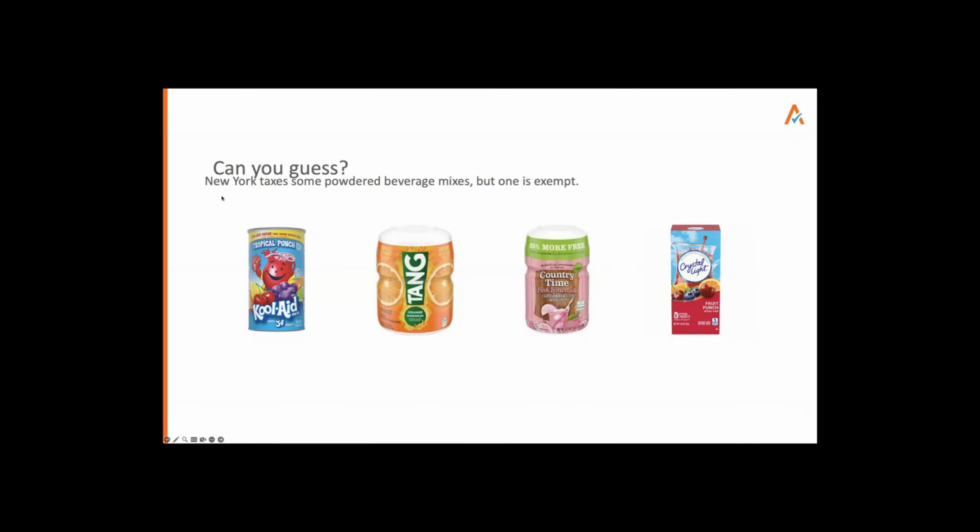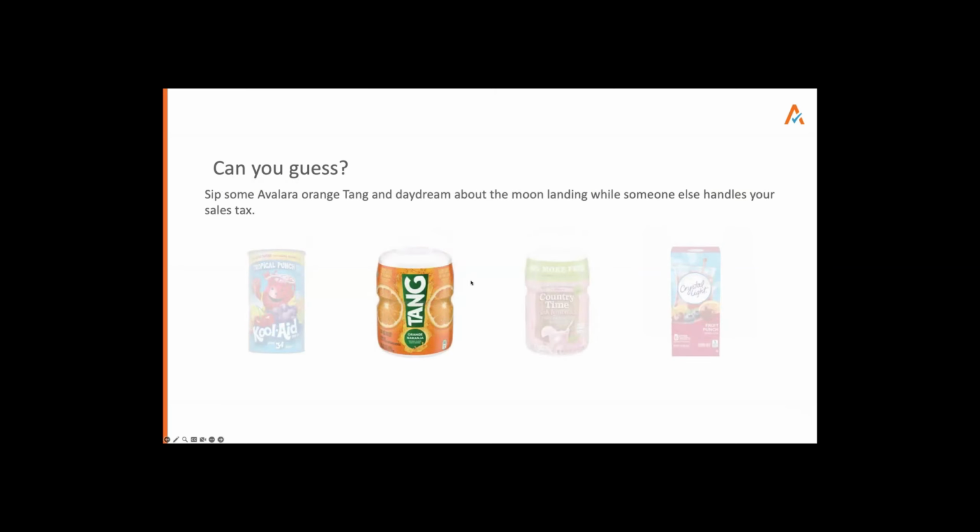Exactly. And that's a good way to segue, because which one's exempt? And you know what? Tang's exempt, and that's because they're probably thinking it's orange juice, and so it should be considered a staple and we shouldn't tax it, even though there's probably a ton of sugar in there. Are you sure it's not because Tang is on the moon, John? There's no sales tax on the moon. Yeah, exactly. That's exactly why.